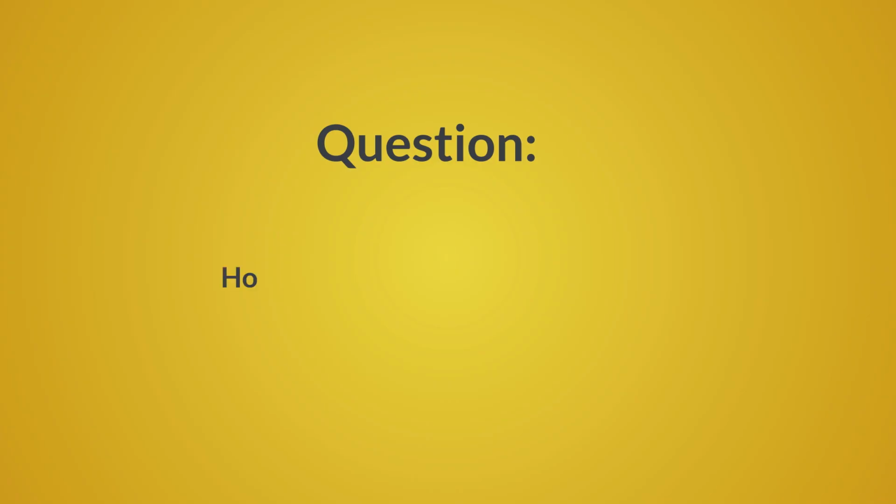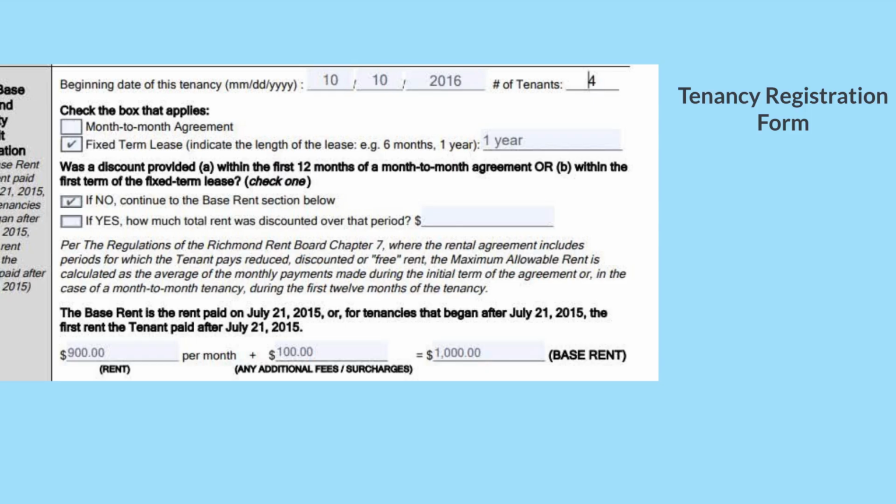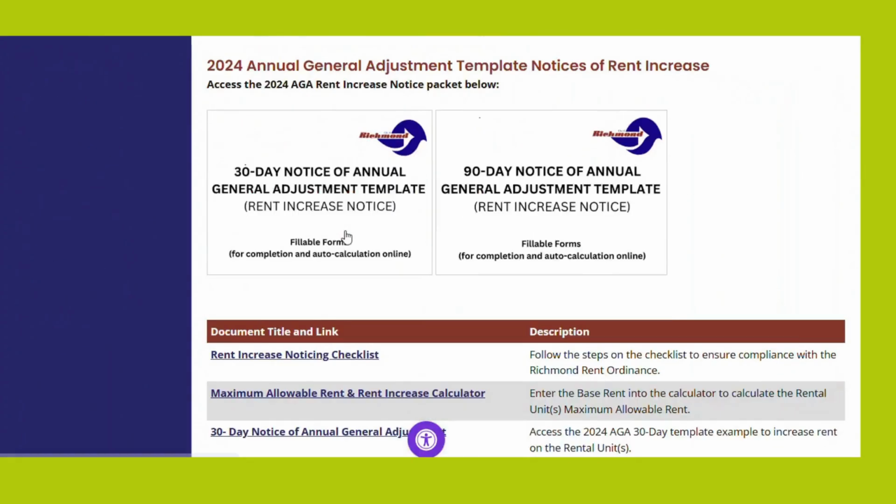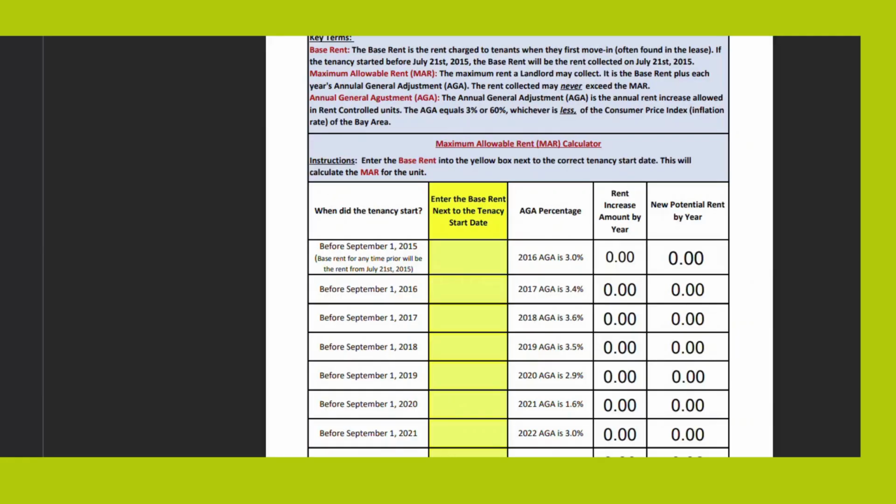You now have enough information to ask, how is a rent increase calculated? Before you can calculate a rent increase, you must have the tenancy start date and the base rent. In this example, the start date is October 10, 2016, and the base rent is $1,000. The rent program provides a calculator to do all the math for you. The calculator is located on our website under the Rent Increase tab.